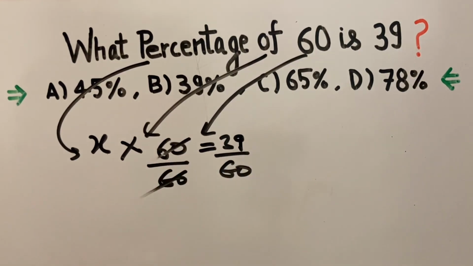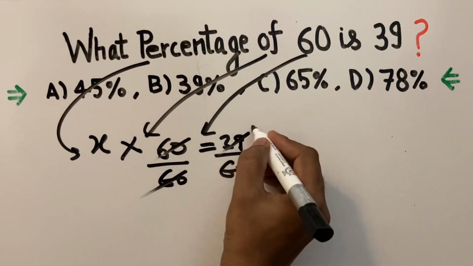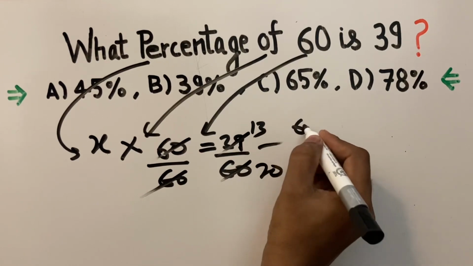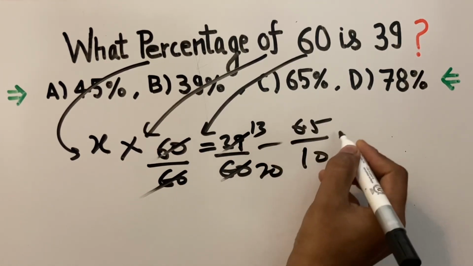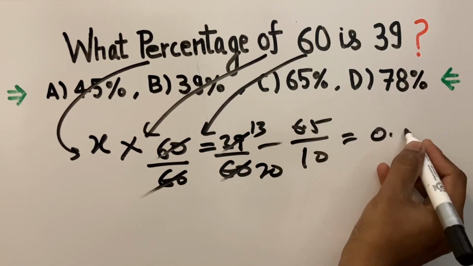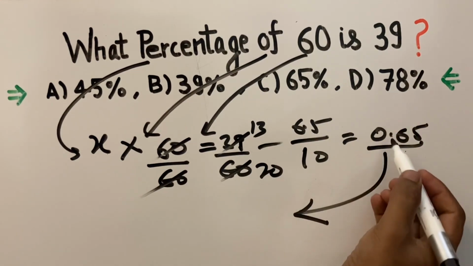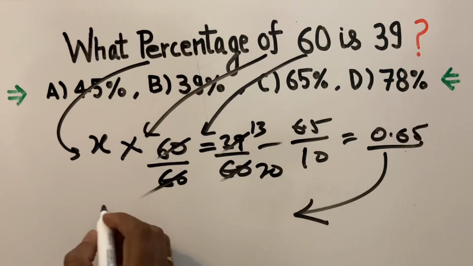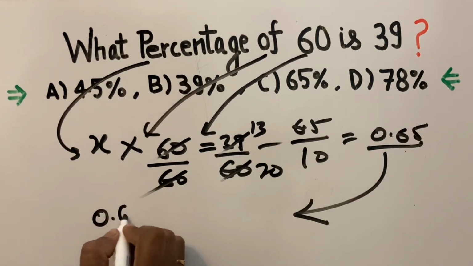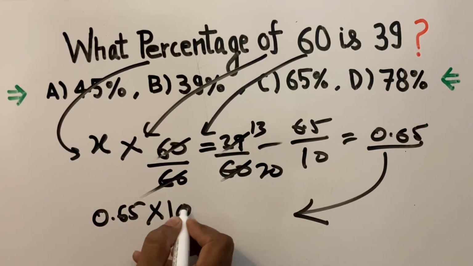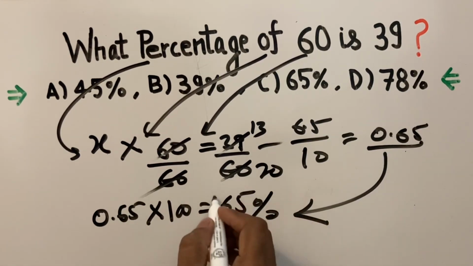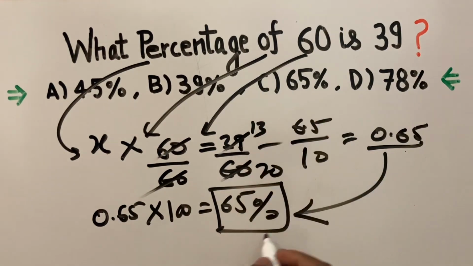This is cancelled. Divide by 3, it is 13 upon 20. Again divide by 2, it is 6.5 by 10 equals 0.65. As we need it in percentage, to convert it we have to multiply by 100. 0.65 into 100 is equal to 65. So 65%, option C is the correct answer.